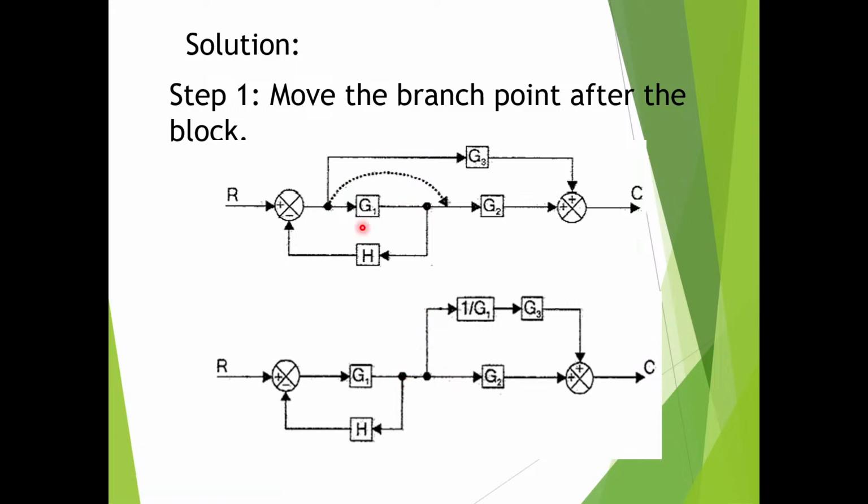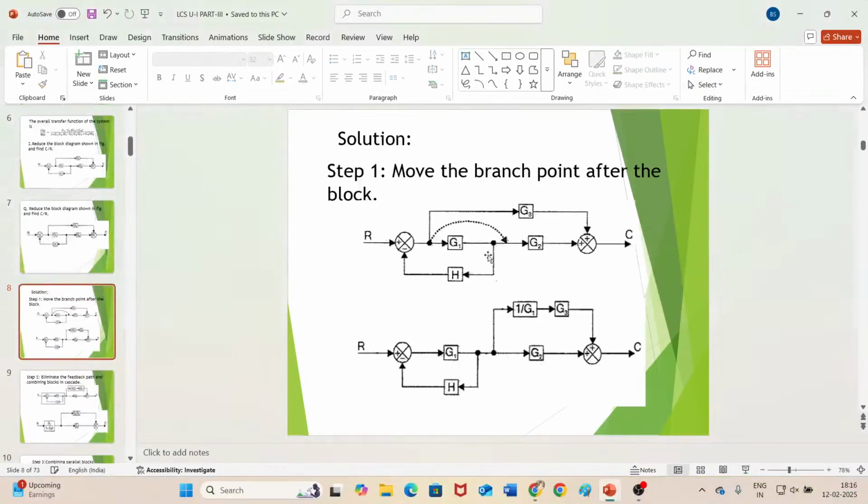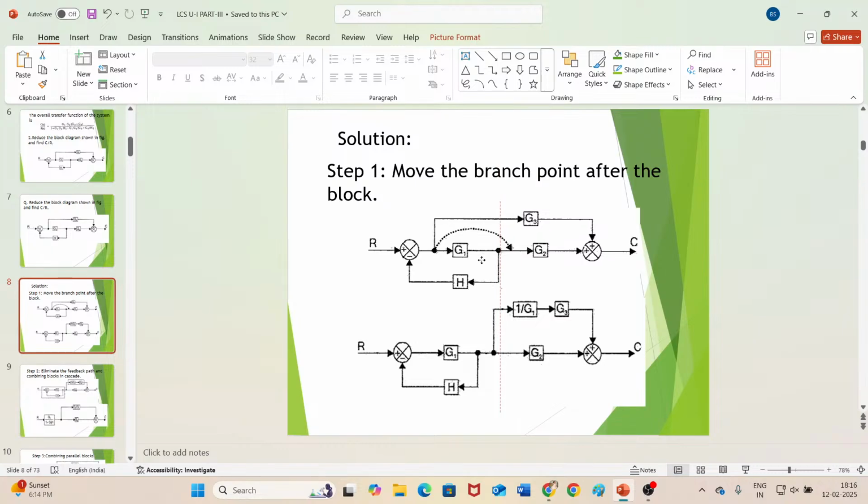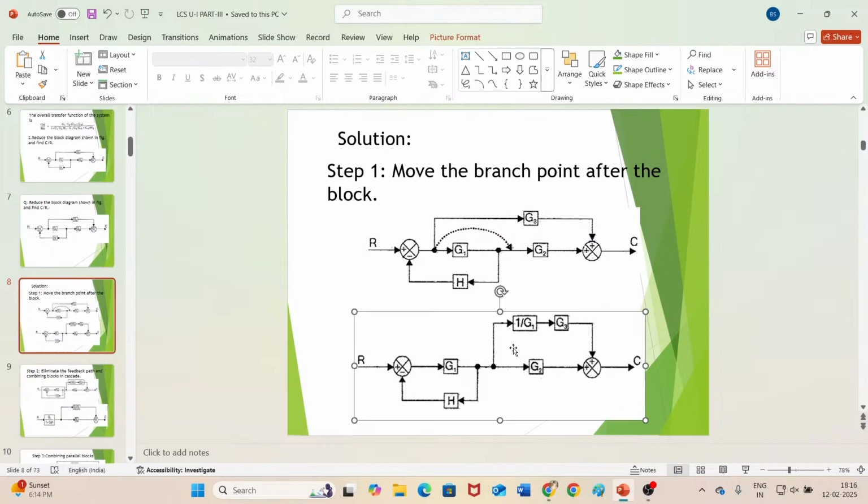If you people are copying it down, no need to draw this first diagram. You can directly draw the second diagram, moving the branch point after the block or ahead of the block. Moving the branch point ahead of the block, or moving the branch point after the block.